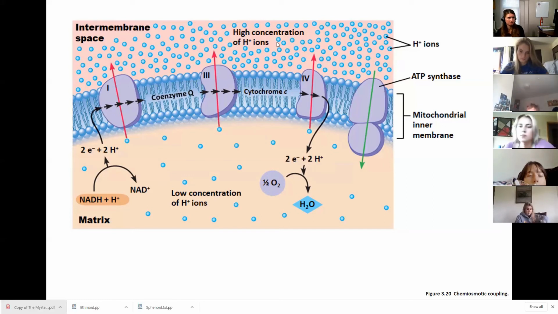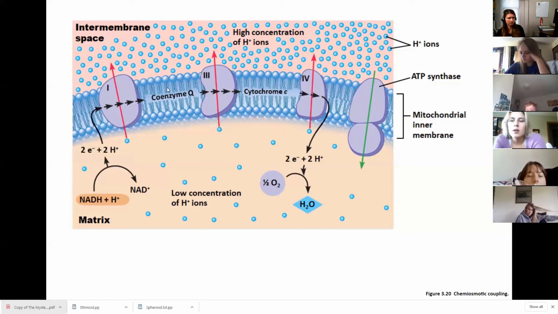Okay. At this point, we still have a concentration gradient. So we have this high concentration of hydrogen ions in the intermembrane space compared to the matrix. So the matrix is the center of our mitochondrion. And so what we're going to do is allow these hydrogen ions to flow through ATP synthase. So this is another molecule, technically an enzyme, but a very specialized one that spins as the hydrogen ions flow through it. And as it spins, it creates ATP. So this is the molecule that's actually responsible for the creation of the ATP.